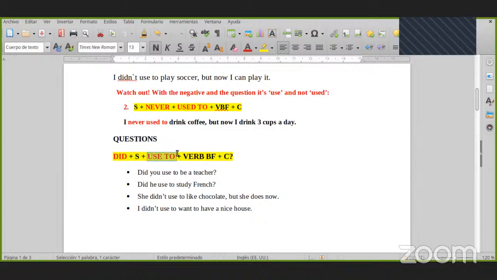use to, without the "d", so just "use to", the verb in base form and the complement. The same as the negative, we don't use the "d" here because "did" is already in past, so two pasts is not okay. So now here are some questions. Did you use to be a teacher? Did he use to study French? She didn't use to like chocolates, but she does now. I didn't use to have a nice house.